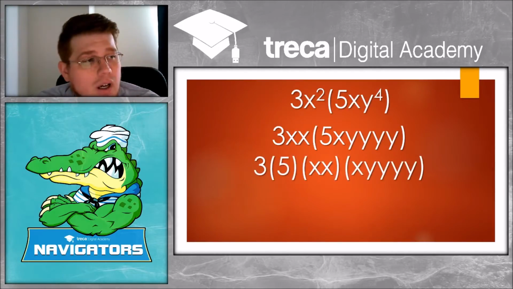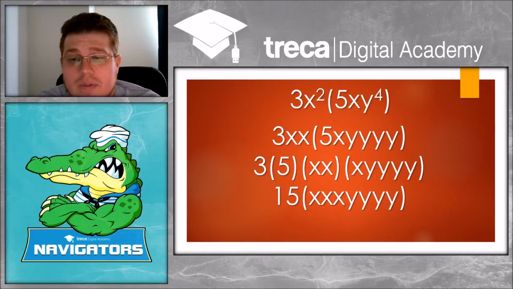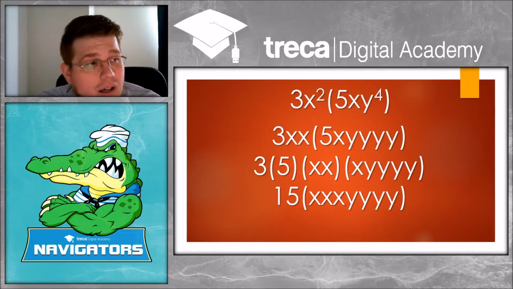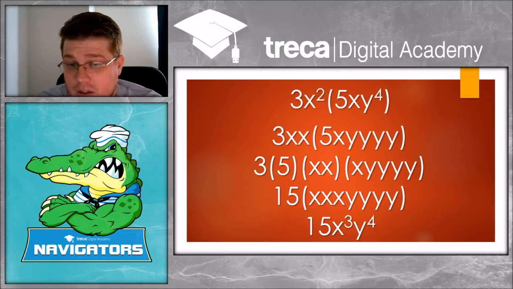Again, we want to group our constants, so let's go ahead and do that. And we want to group our variables using the commutative property of multiplication. Once we've done that, it's easy to tell that we've really got 15x cubed times y to the 4th, which is exactly what we get by multiplying our constants together and then adding the exponents of like bases.